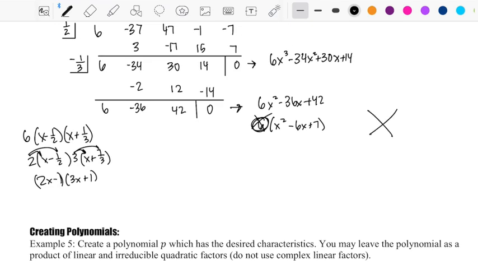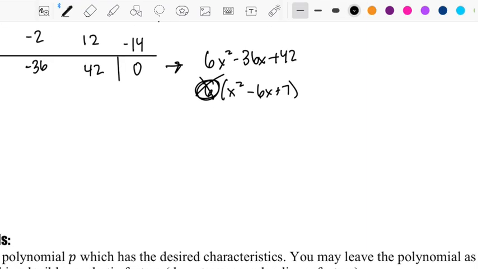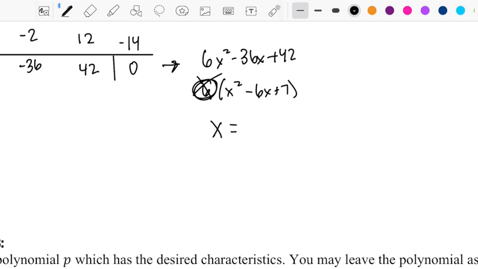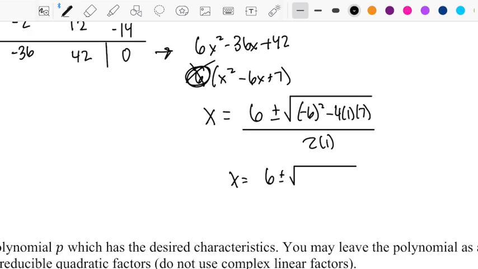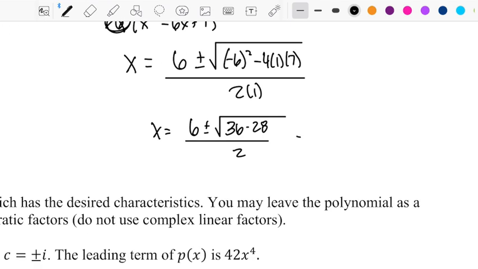Most of my students want to be like, oh yeah, that totally factors. But it doesn't, because -7 and -1 do not multiply to a positive 7. So we're going to have to go ahead and do the quadratic formula on this one again. So it equals the opposite of b plus or minus the square root of b squared minus 4 times a times c all over 2 times a. So this ends up as 36 minus 28. So 36 minus 28 is 8.